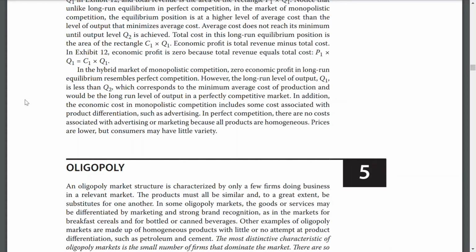In addition, the economic cost in monopolistic competition includes some costs associated with product differentiation, such as advertising. In perfect competition, there are no costs associated with advertising or marketing because all products are homogeneous. Prices are lower and customers have very little variety.